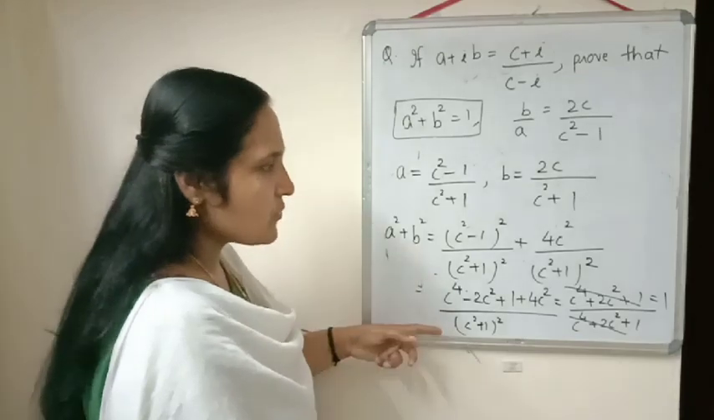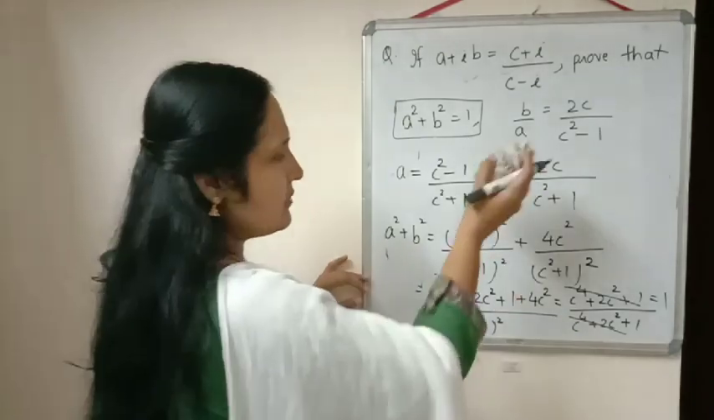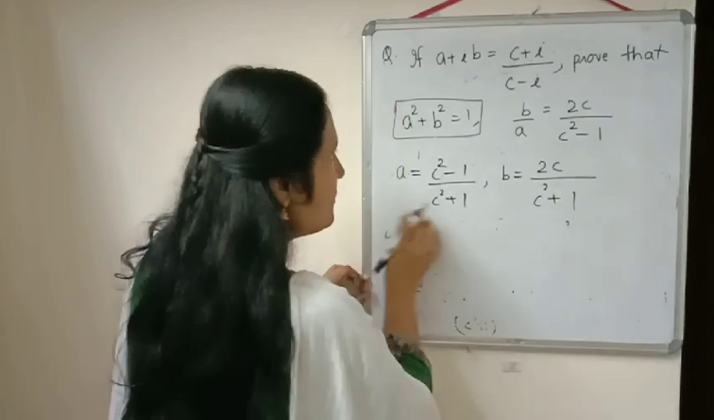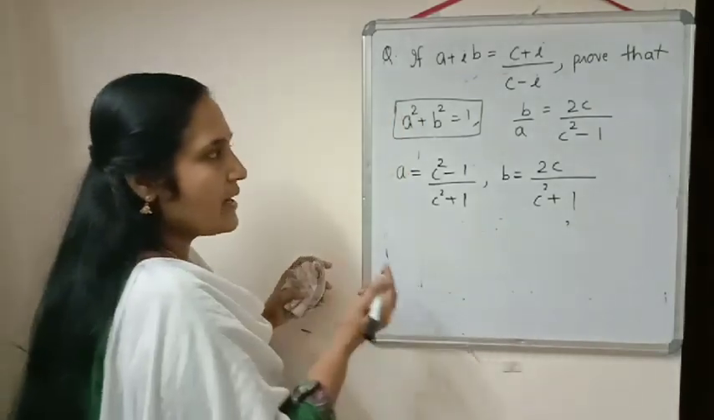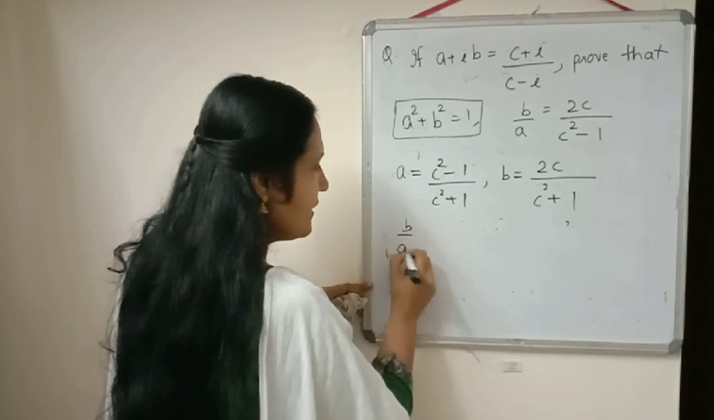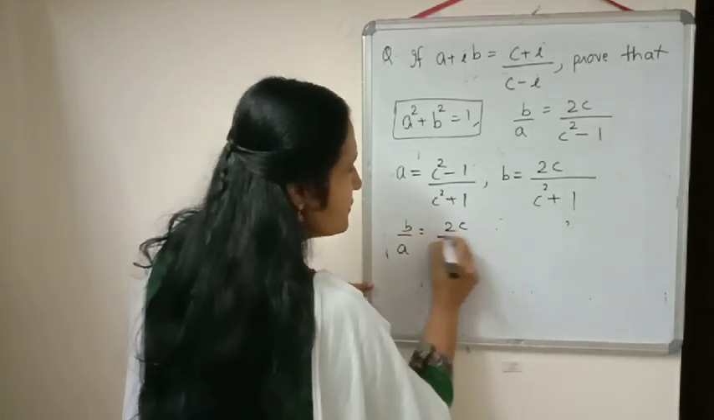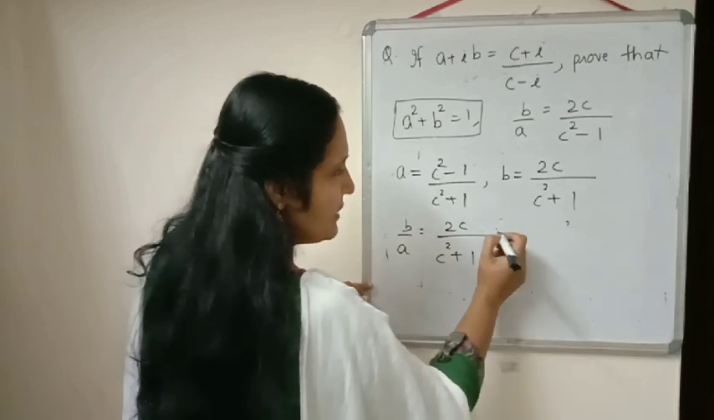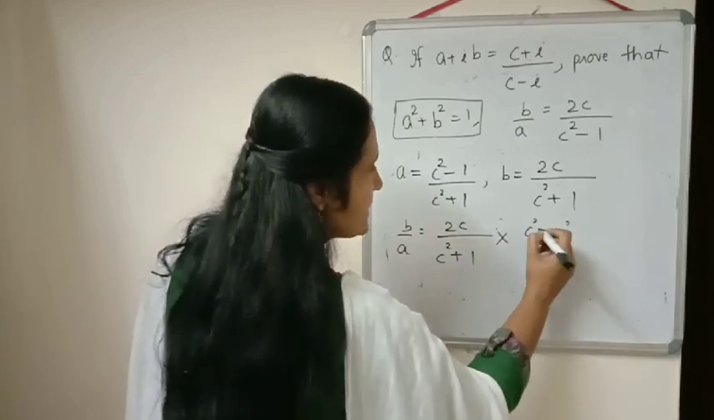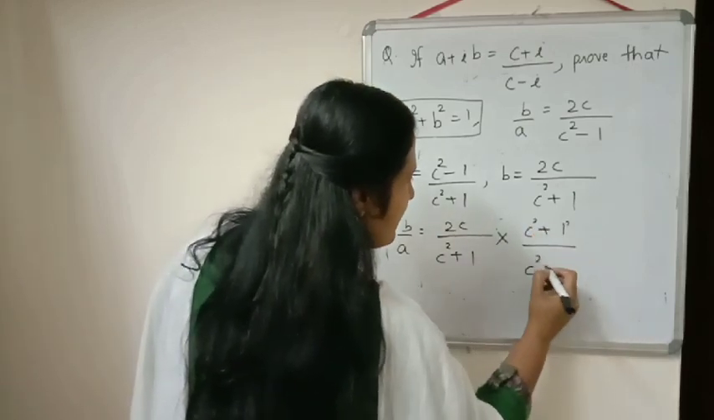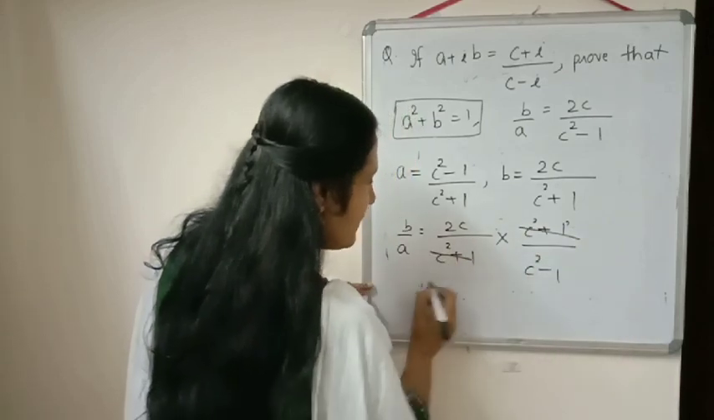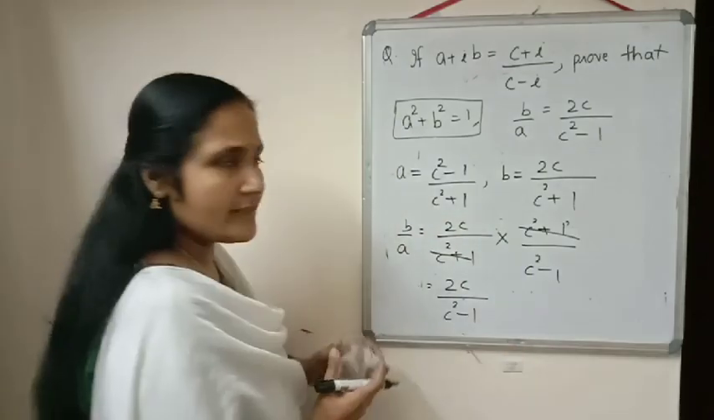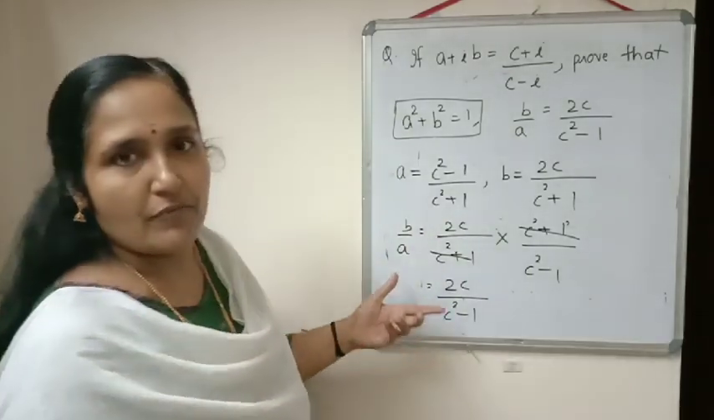So this method is quite lengthy for you. Now the second one we have to prove: b by a is equal to 2c by (c square minus 1). So just divide it, b by a: 2c by (c square plus 1) divided by the a value. When we change the division into multiplication, we take the reciprocal. So c square plus 1 will get cancelled. We will get 2c by (c square minus 1). So hence proved.